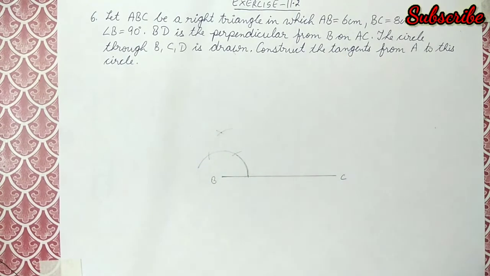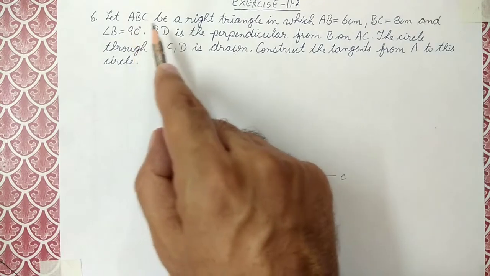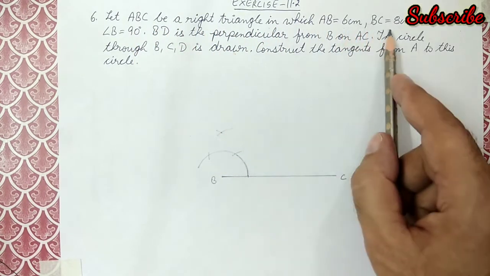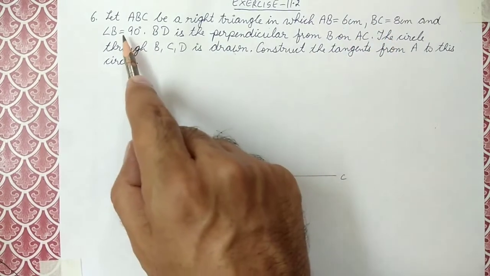Construct the tangents from A to this circle. Now, this question is a little bit complicated and a little bit lengthy also, so we do it step by step. First, we have to draw a right triangle in which one of the sides is 6, one of the sides is 8, and the angle B is 90 degrees.